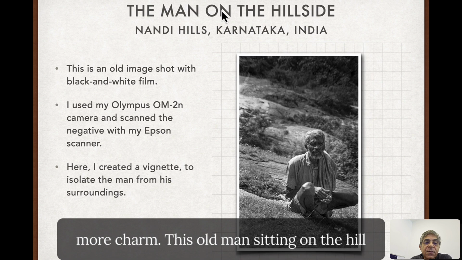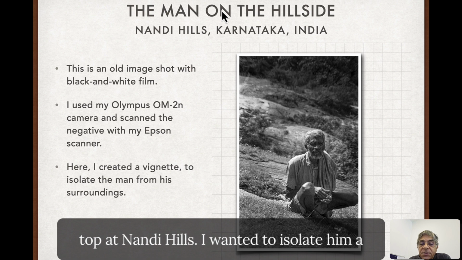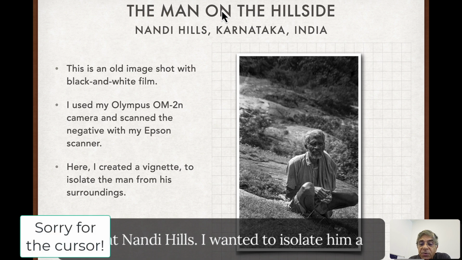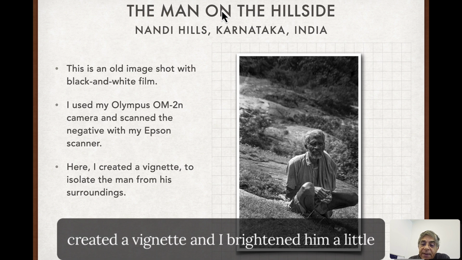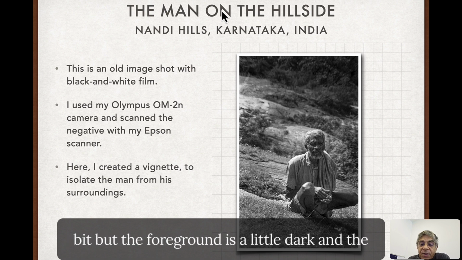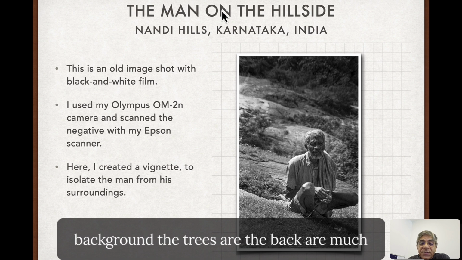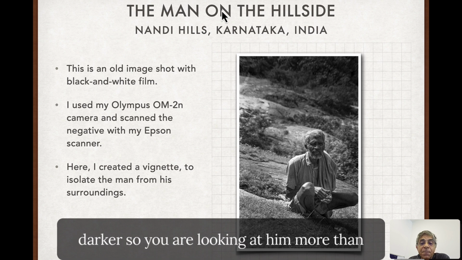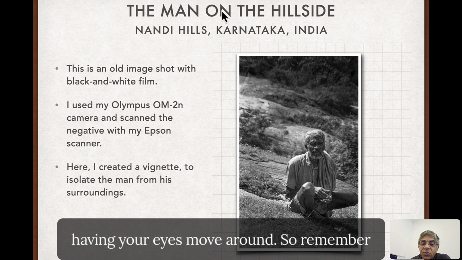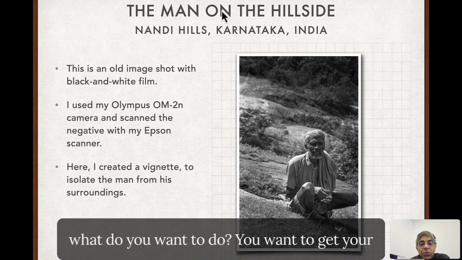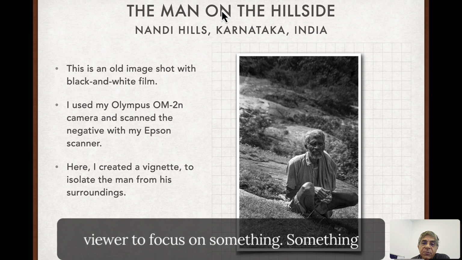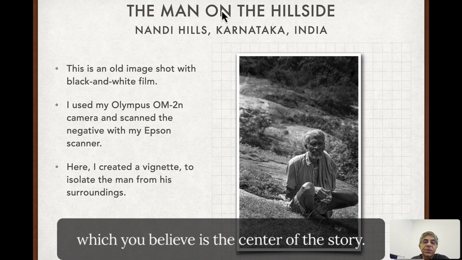This old man sitting on the hilltop at Nandi Hills, I wanted to isolate him a little bit from the scenery behind him, so I created a vignette and I brightened him a little bit, but the foreground is a little dark and the background, the trees at the back, are much darker, so you are looking at him more than having your eyes move around. So remember also, when you are creating your final effects, what do you want to do? You want to get your viewer to focus on something which you believe is the center of the story.